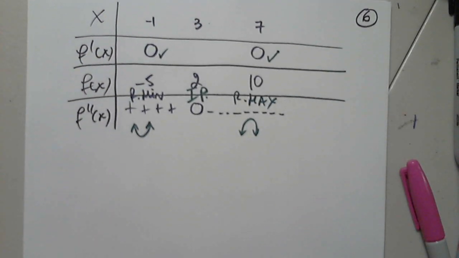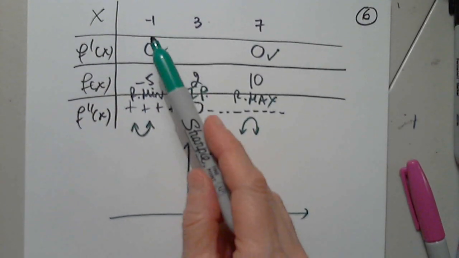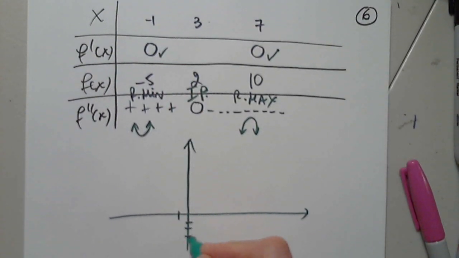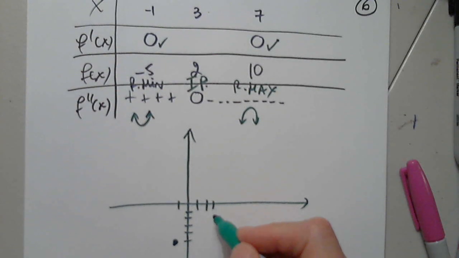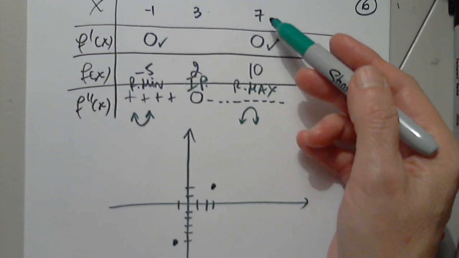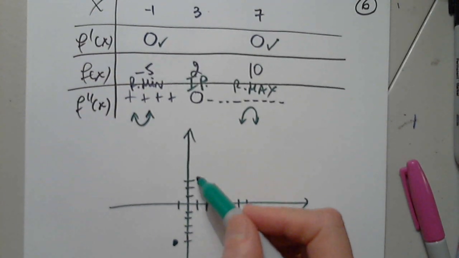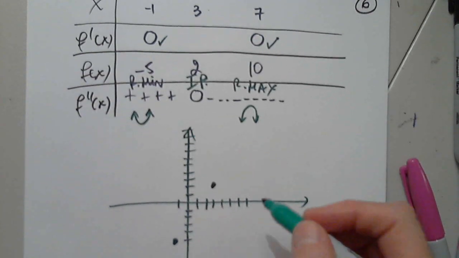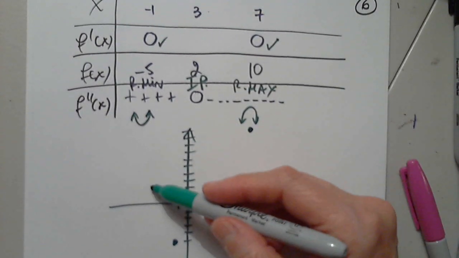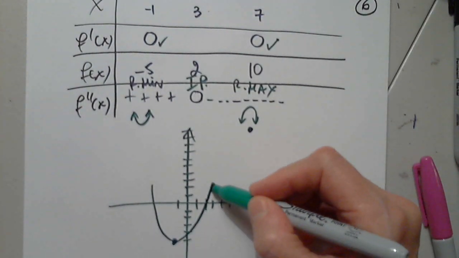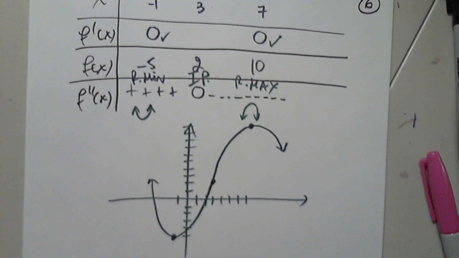Only now I know how to graph an example. So the first point is negative 1, negative 5. The next point is 3, 2. And the last point is 7, 10. So this is a relative minimum, this is an inflection point, and this is a relative max. Done.